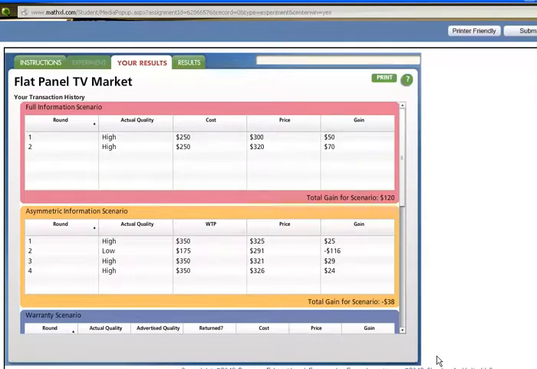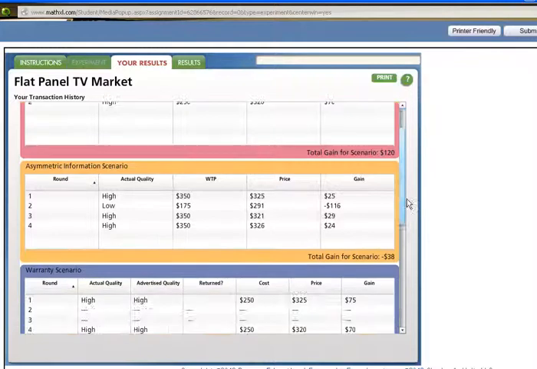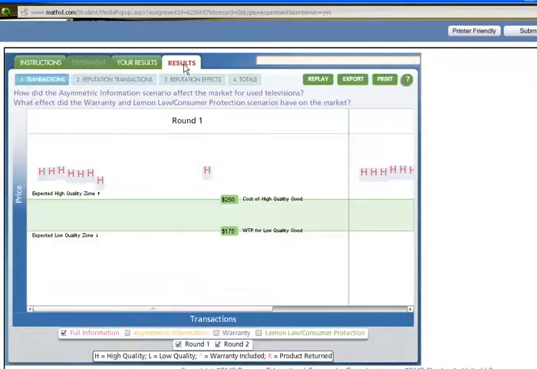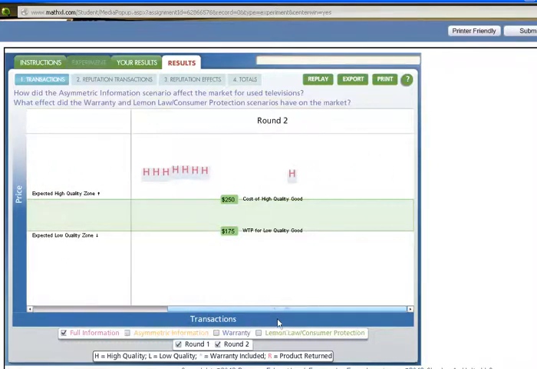Like I said, there are two results tabs. The first is your results. This shows the students what they've done in all of the rounds. And then we go to the main results tab. Here, if you take a look, this is a two-round set of the full information game. And what you can see here is a lot of H's. This is round one.